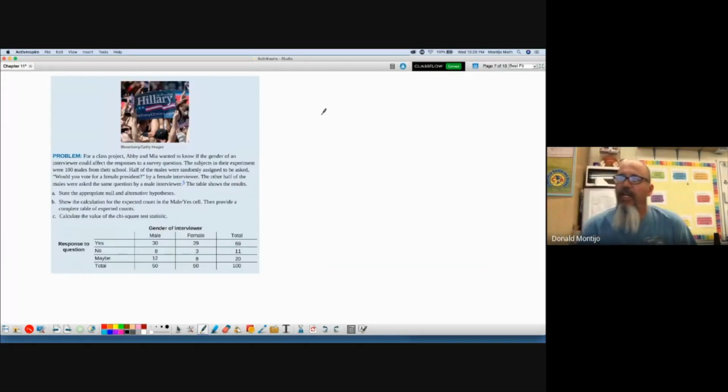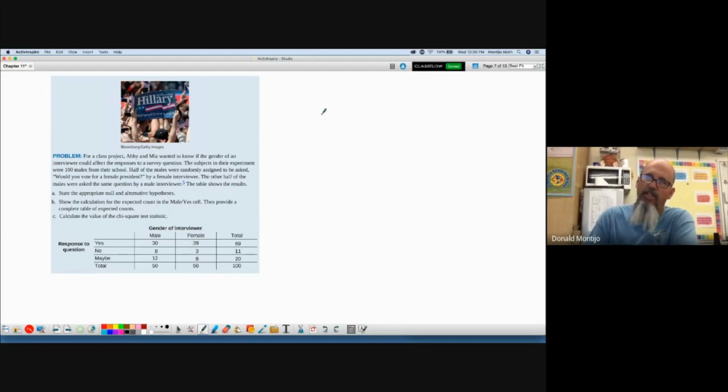All right, so let's take a look at an example for a test of homogeneity. The researcher wanted to know if people would have different responses depending on who the interviewer was. So for a class project, Abby and Mia wanted to know if the gender of the interviewer would affect the response to a question. The subjects in their experiments were 100 males from their school. Half the males were randomly assigned to be asked, would you vote for a female president, by a female interviewer? The other half of the males were asked the same question, but by a male interviewer. The table down here below is showing us the results of this study that they did.